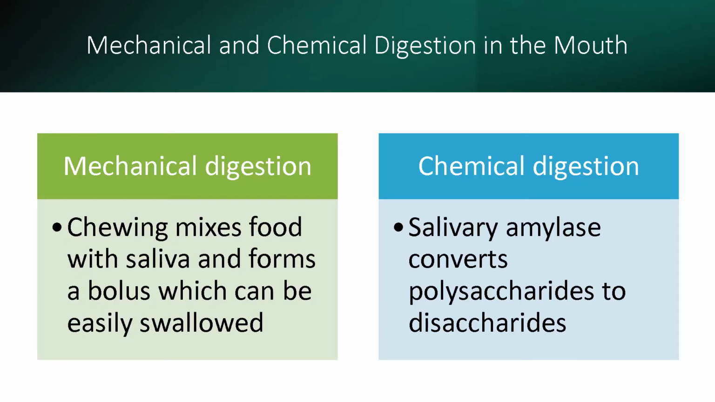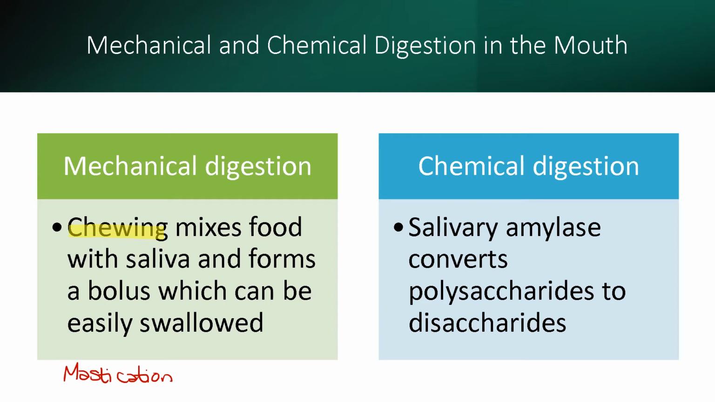Now there are 2 types of digestion we're going to talk about throughout this chapter. These are mechanical digestion and chemical digestion. So in the mouth, mechanical digestion essentially results from chewing, which the scientific word for chewing is mastication. So mastication means chewing. And this is where the food is manipulated by the tongue. It is moved around or crushed by the teeth, and it is mixed with saliva.